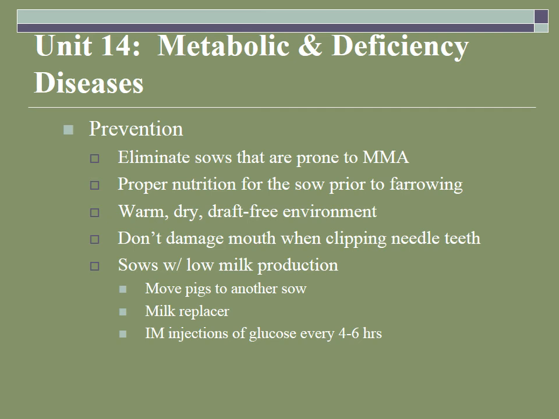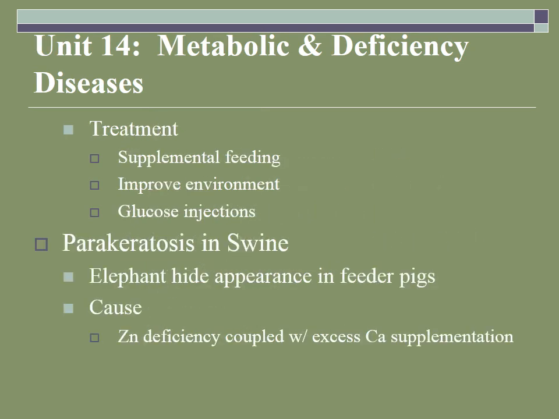And then sows that have low milk production, you need to be in there getting ready to help those baby pigs along, whether it's cross-fostering them with another sow, feeding milk replacer, and or giving some intramuscular injections of glucose every, let's say, 6. Treatment, again, is supplemental feeding, improving the environment to eliminate stress, and again, I mentioned the glucose injections.